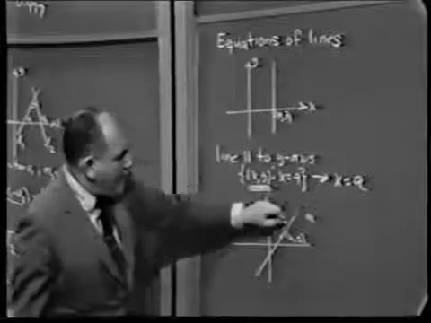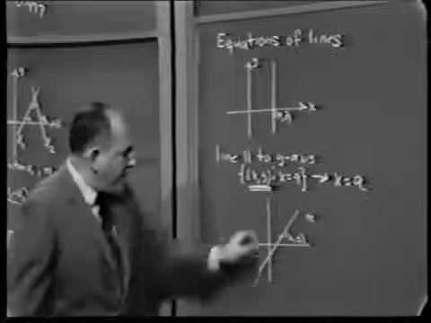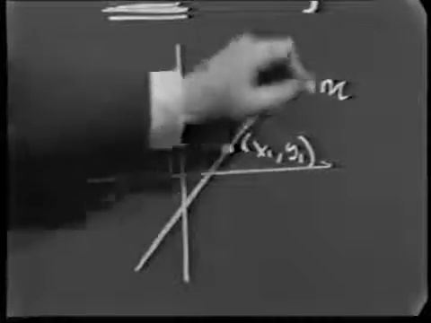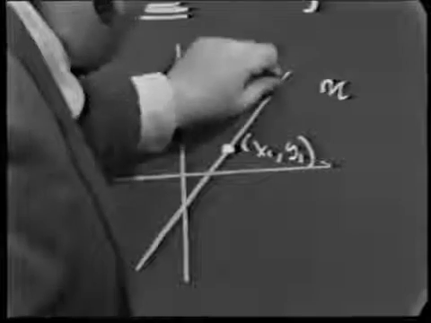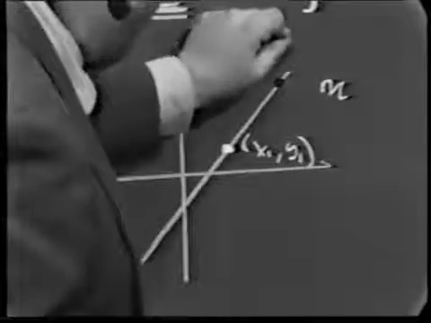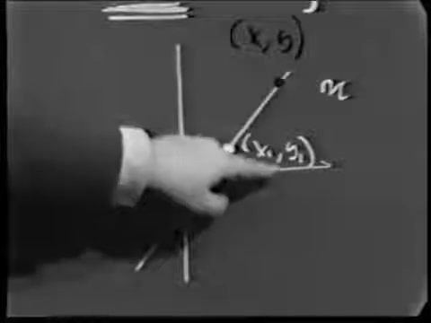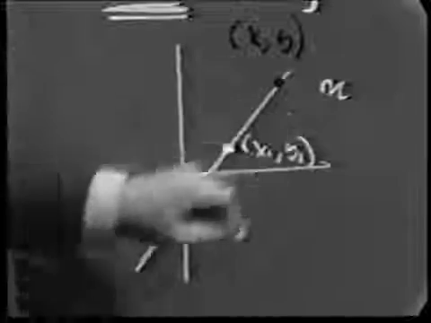Of course, the other possibility is, what if the line isn't parallel to the y-axis? And here, too, we say, OK, suppose we know a point on the line, and suppose we know the slope of the line. What we will do is pick any other point in the plane, which we will label arbitrarily x comma y, and see what equation x comma y has to satisfy. How do the coordinates have to be related to be on this line?